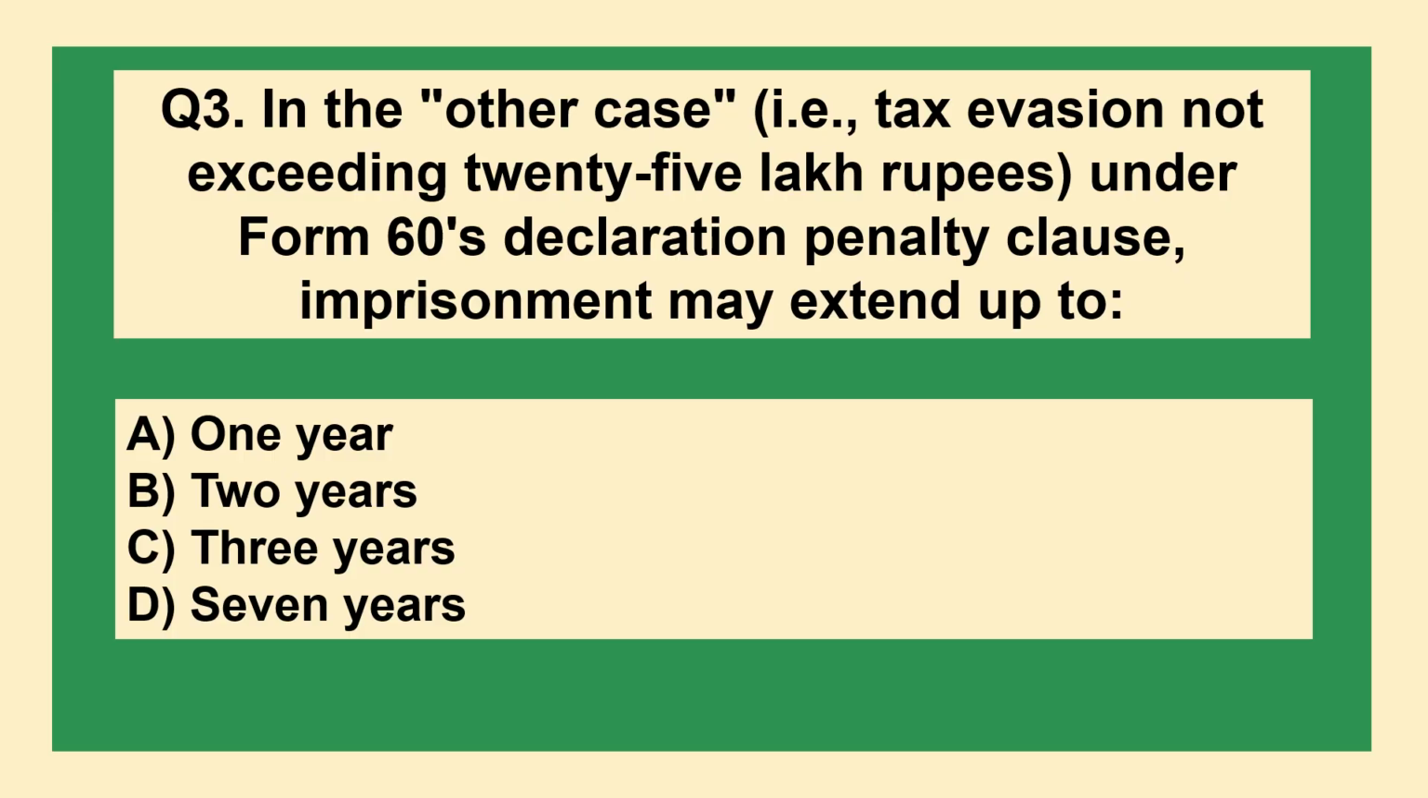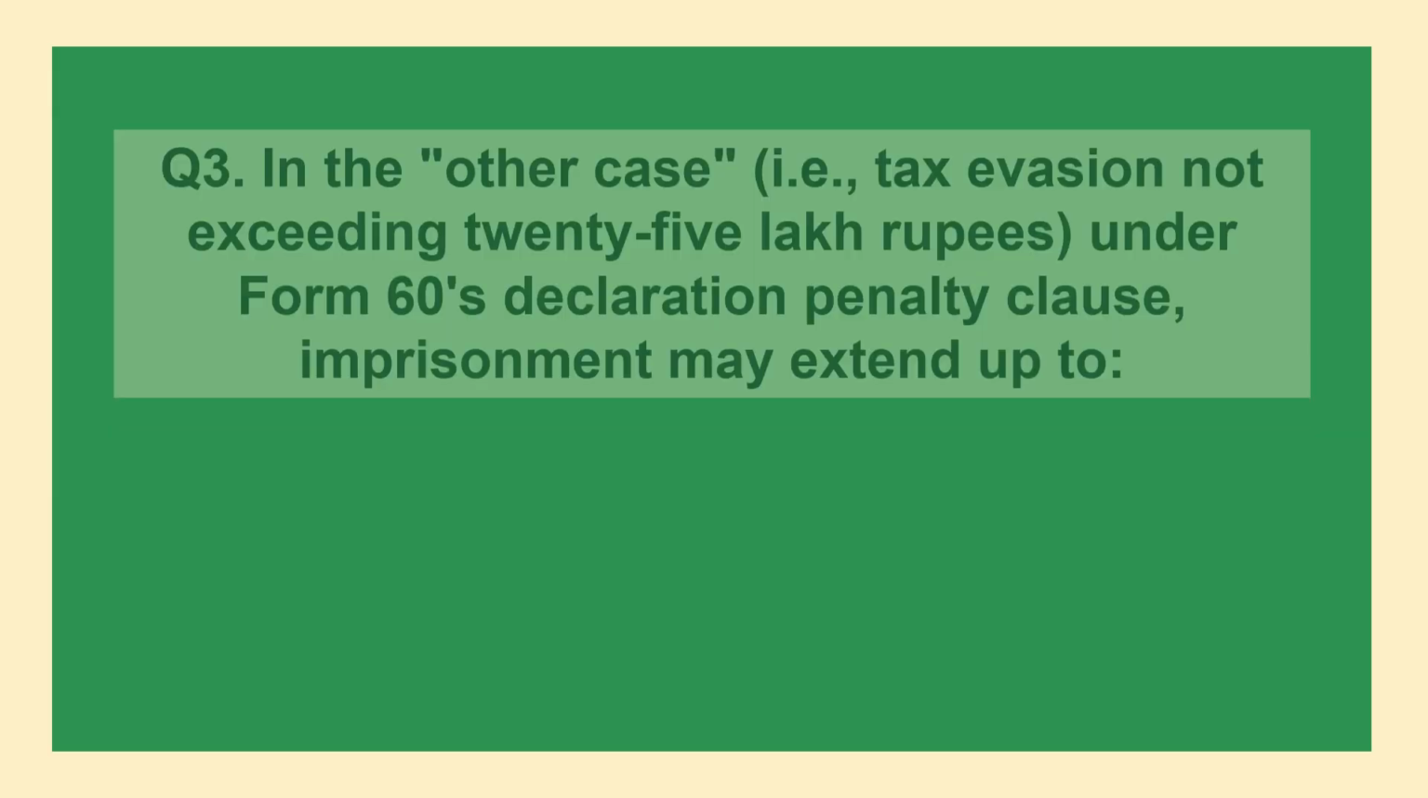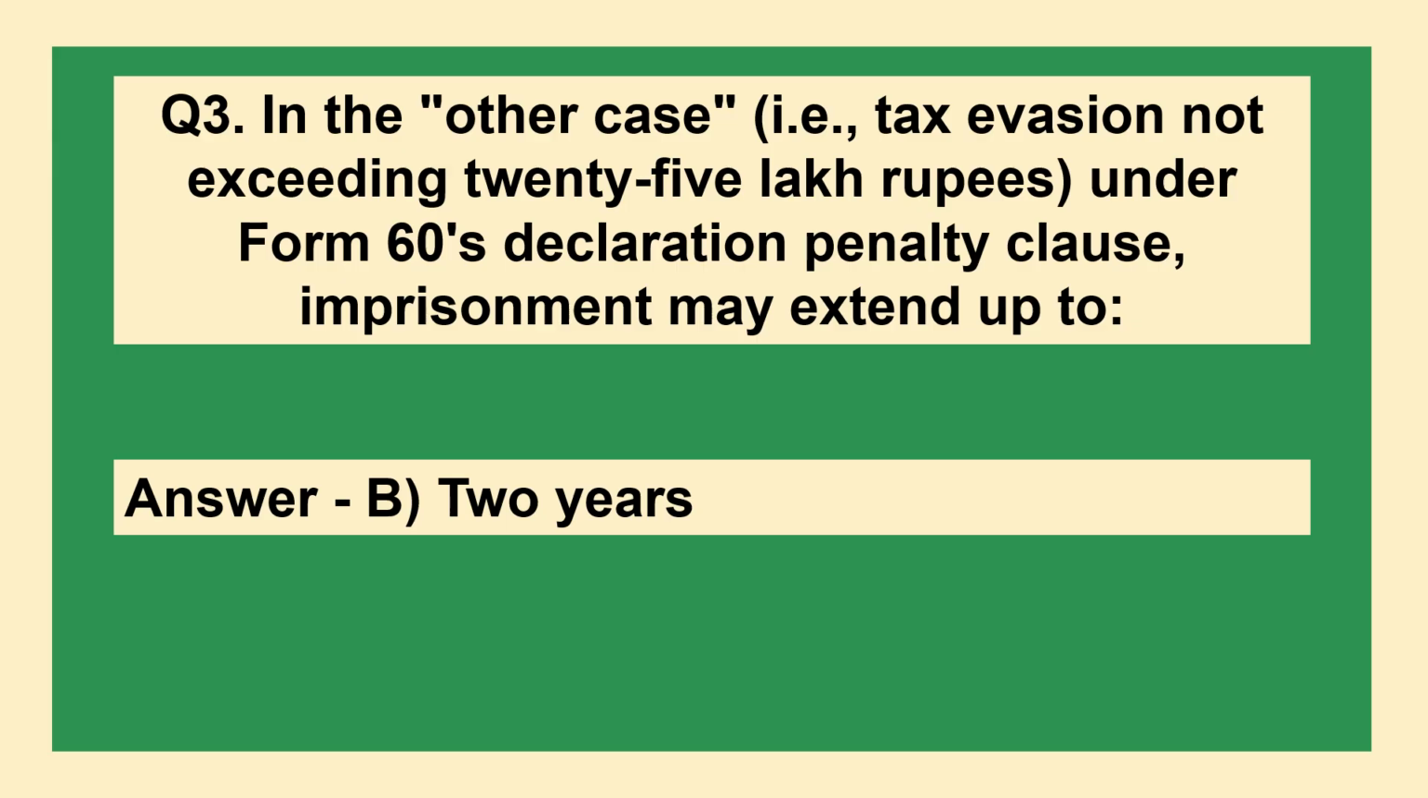Question: In the other case, that is tax evasion not exceeding 25 lakh rupees, under Form 60's declaration penalty clause, imprisonment may extend up to option A 1 year, option B 2 years, option C 3 years, option D 7 years. Correct answer is option B 2 years.